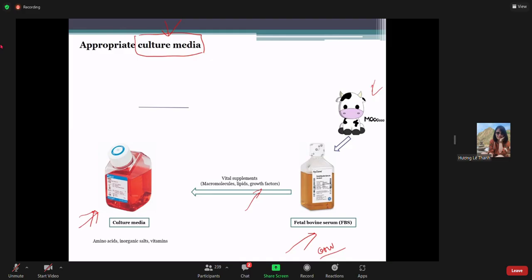FBS today is really familiar. You start to use this FBS in so many labs, but the FBS is collected from the bovine fetus. So there is a lot of uncertainty regarding the use of FBS because we don't know its exact composition. The composition from bovine serum we do not know well, and it is always subject to a lot of variance, which affects the cell cultures.